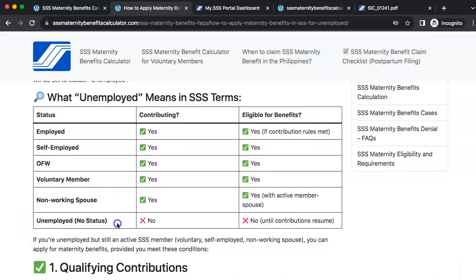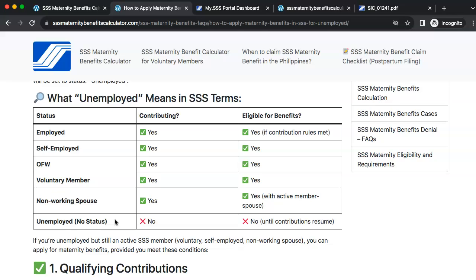An unemployed person, or status unemployed, would mean that the person is not contributing anymore or has never contributed before. So basically, maybe they worked before, they contributed, and then they stopped after their work, and at that moment they're considered as unemployed or no status.